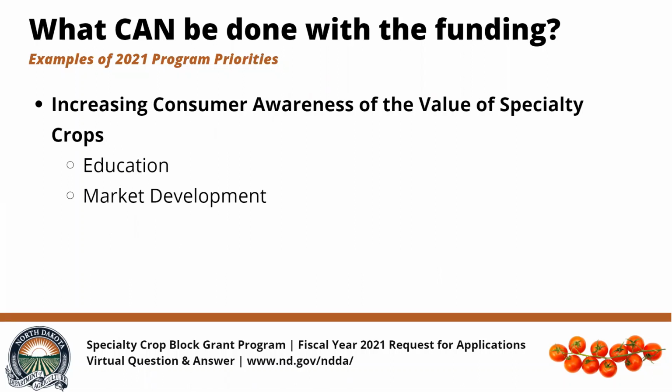The final priority for 2021 is increasing consumer awareness of the value of specialty crops. This may include education and market development.